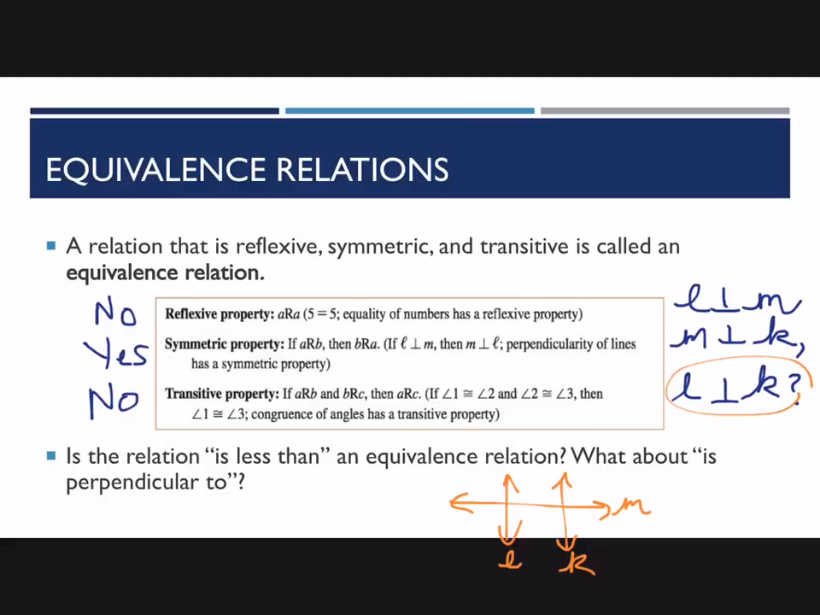Now there is a way to draw K so that it is perpendicular to L. If I had drawn it, try to picture this in 3D, so that those meet at a right angle. It is possible to have that happen, but it doesn't happen every single time. And that's what would need to happen for the transitive property. It would have to always be true. So this is another example of a relation that is not an equivalence relation. If it was an equivalence relation, we would have to have 3 yeses here.